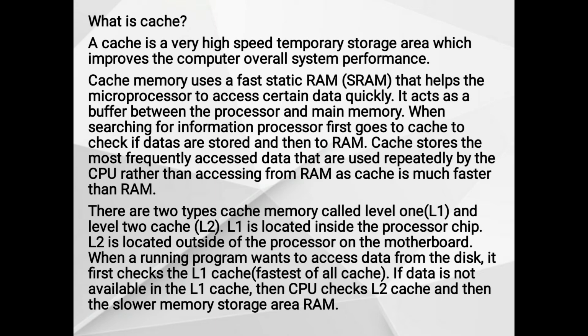Because cache memory is much faster than the normal RAM, you have two types of cache memories, that is level 1, L1 cache, and level 2, L2 cache. These days we also have L1, L2, L3 cache. L1 is located inside the processor's chip, that is inside the microprocessor. The L1 cache is built in there, and L2 cache is located outside of the processor, that is, it is attached onto the motherboard.